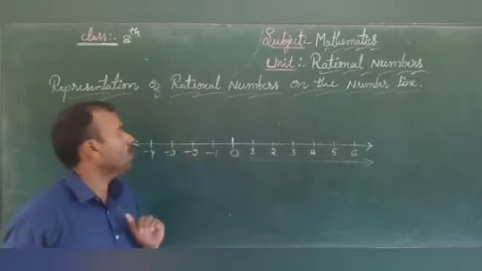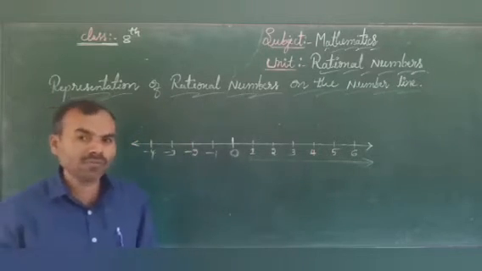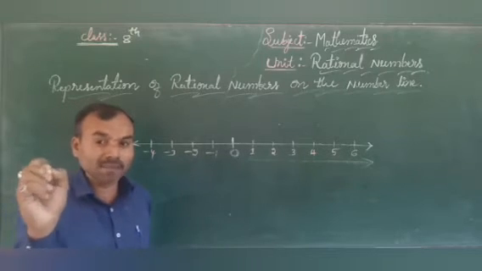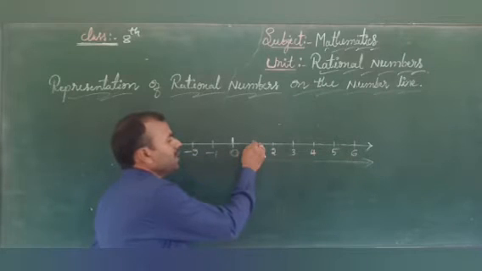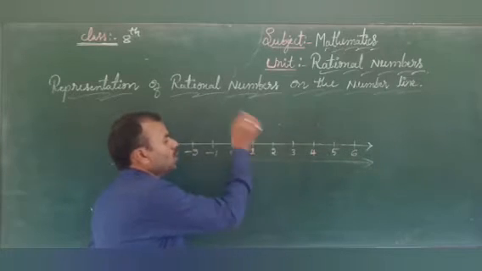Now rational numbers, how can we represent rational numbers? Suppose I just take a simple example from in between 1 and 2.